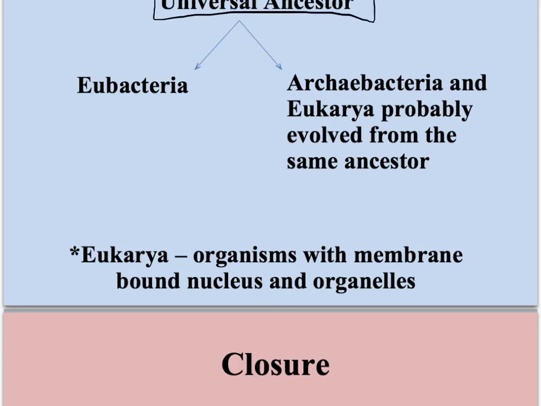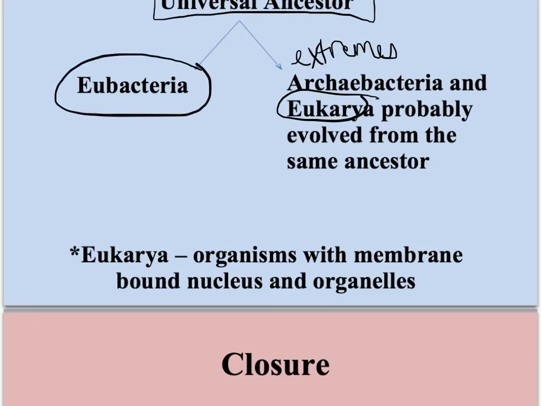So evolutionary relationships. We have a universal ancestor, all the way back at the beginning. And we think that archaebacteria, so these are those extremophiles, I'm just going to write extremes, and eukarya, we are eukarya, so organisms with membrane-bound nuclei and organelles, we think that the archaebacteria and the eukarya probably evolved from the same ancestor, and then eubacteria evolved separately.